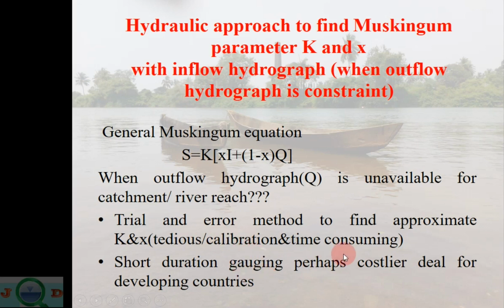method. Another approach would be installing short duration gauging on the downstream of that river reach. Perhaps it is a costlier approach for developing countries. So the best option is to use the shortcut method, that is the hydraulic approach. You can even call this the Muskingum approach with a set of empirical equations.